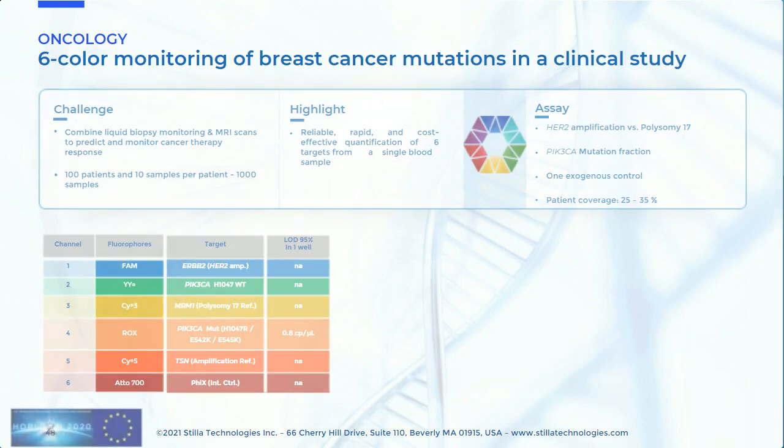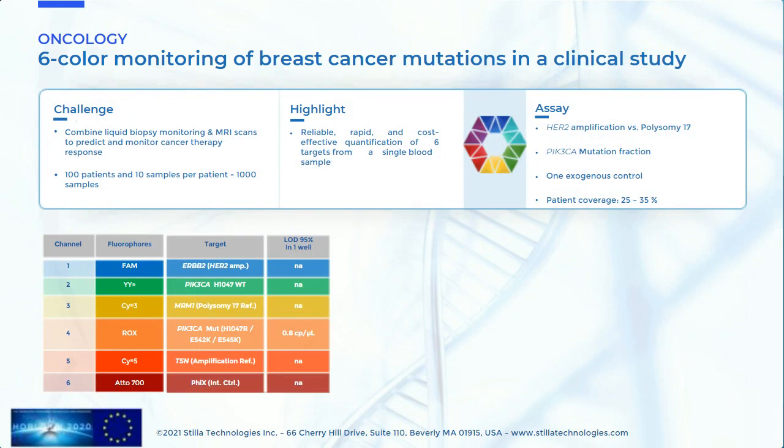As part of the Horizon 2020 Lima project, we have developed a 6-color panel to monitor breast cancer mutations. This project is part of a clinical study combining liquid biopsy monitoring and MRI scans to predict cancer therapy responses. 100 patients are enrolled in the study, with 10 samples per patient monitored by this panel with Crystal Digital PCR.